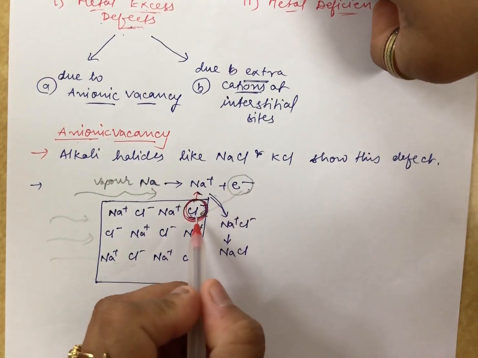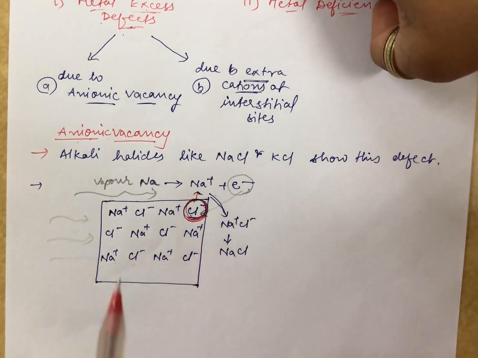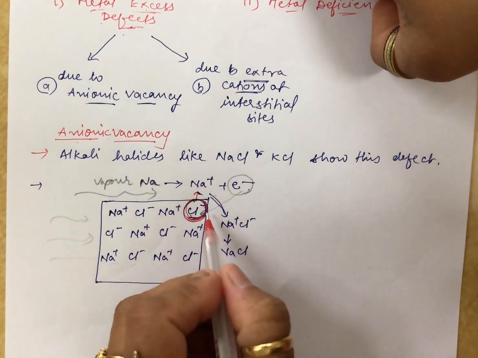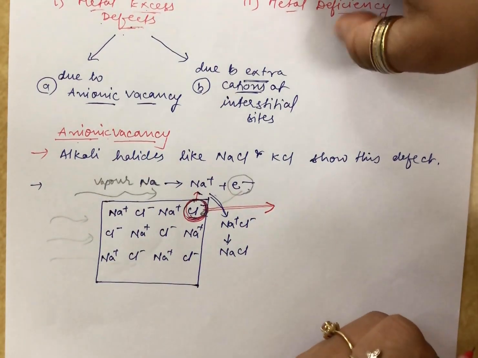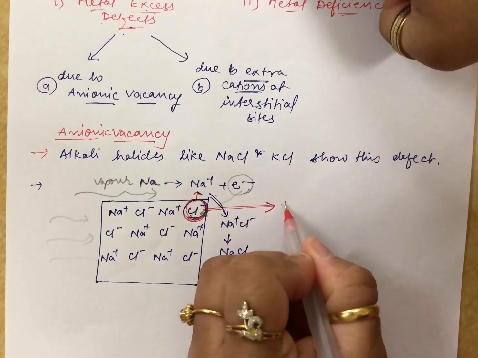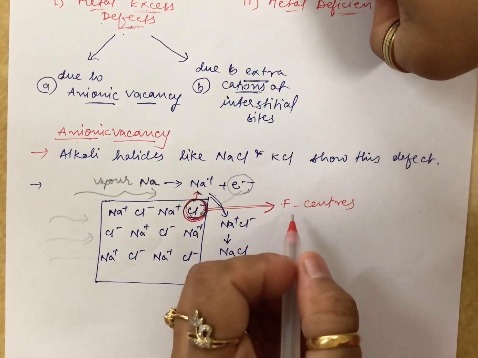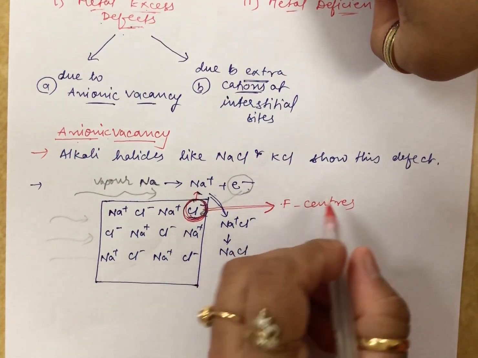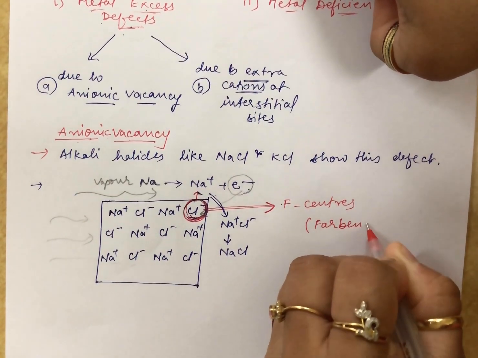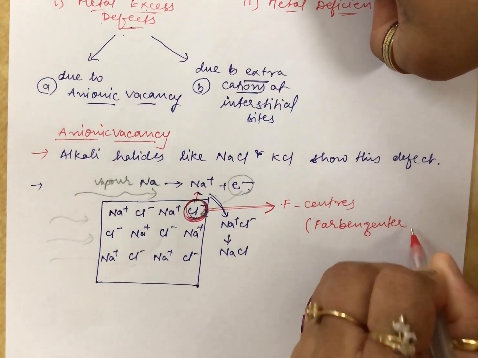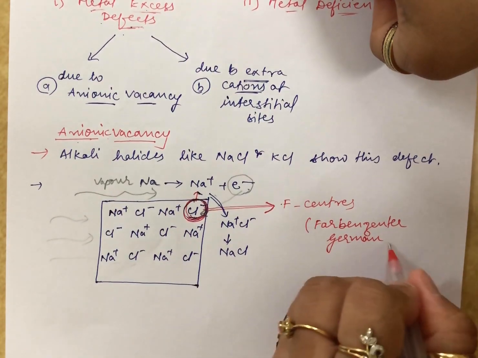Immediately this electron which you can see over here occupies this place of chlorine. Now the anionic vacancy where the electron occupies is referred to as F center. What is it referred to as? F center. This F center is obtained from a German word, Farbenzentrum. It's a German word from where you get the word F center.